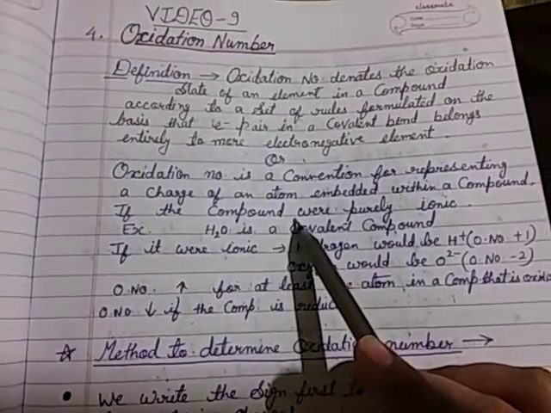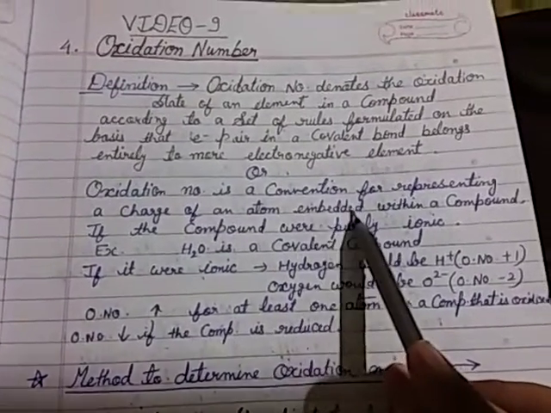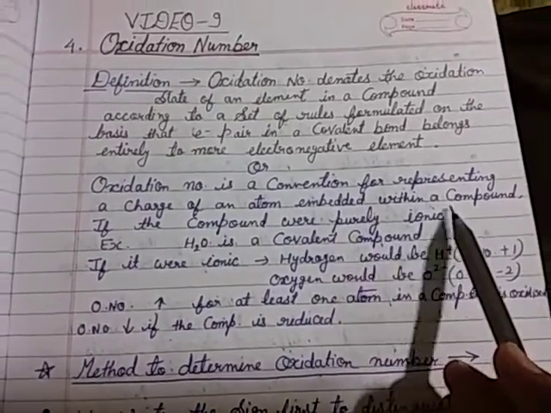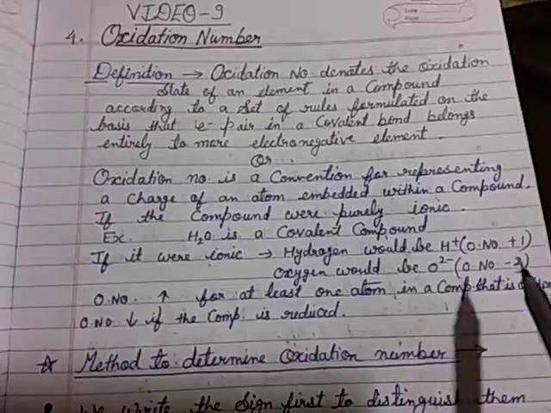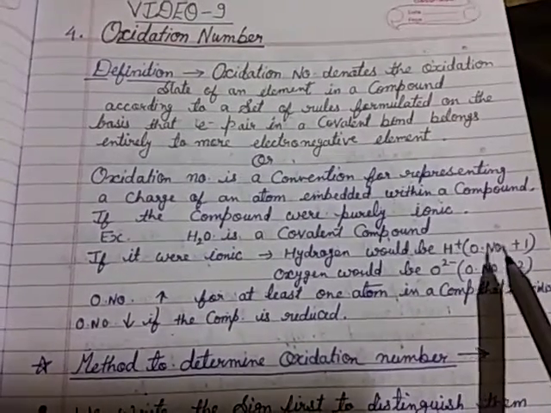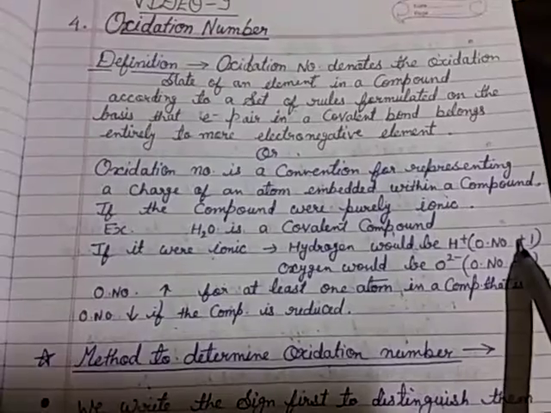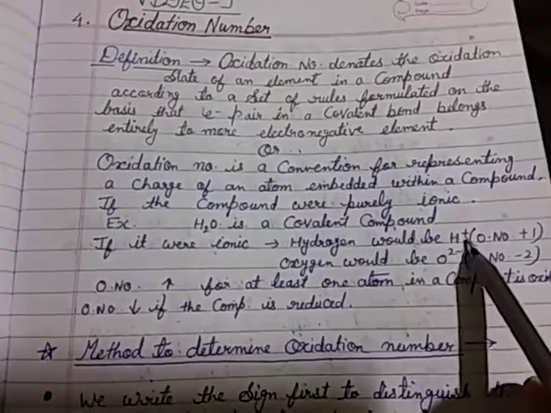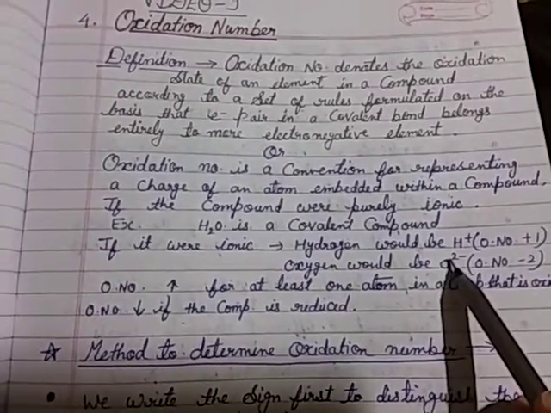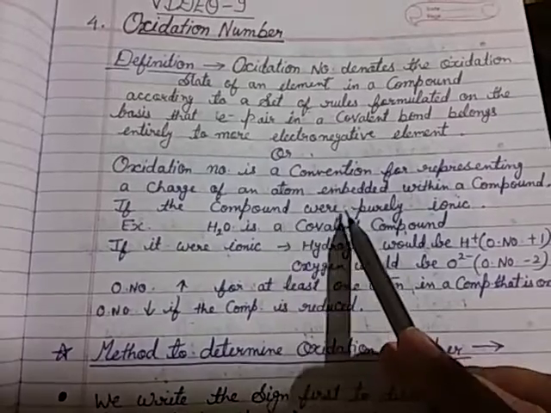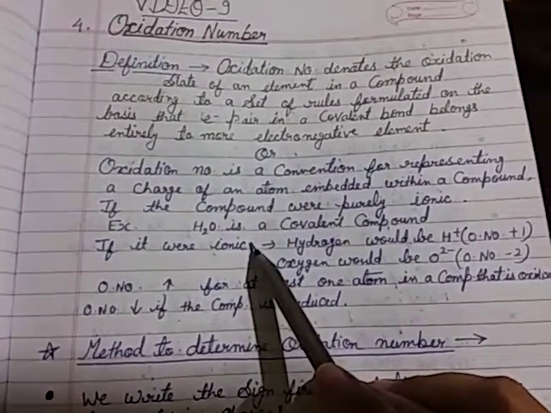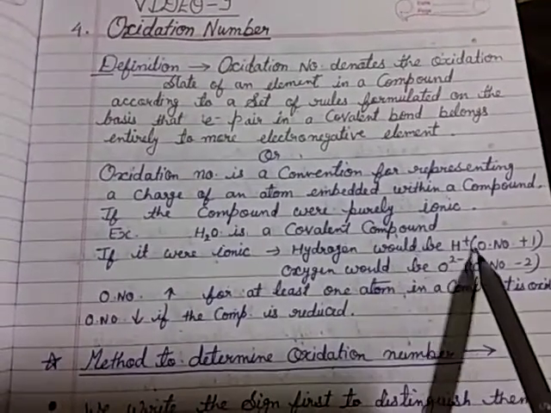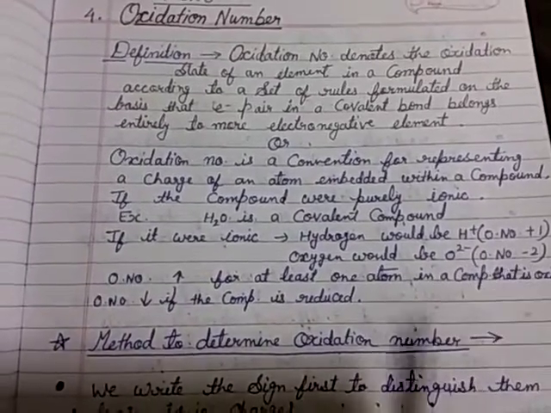In another way, oxidation number is a convention for representing the charge of an atom embedded within a compound, like hydrogen or oxygen. Hydrogen's oxidation number represents +1 charge, and oxygen's oxidation number is -2. If the compound were purely ionic, like water H2O, which is a covalent compound, then hydrogen would be H+ and oxygen would be O2-.